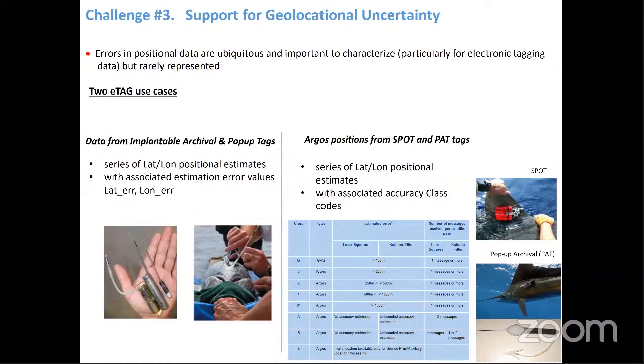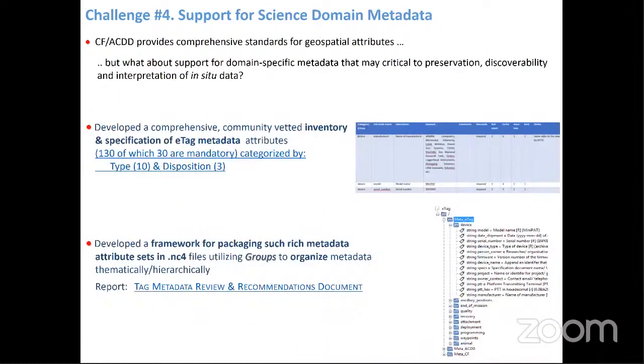The other aspect is, say, for SPOT tags, or once these pop-up archival tags come to the surface and start transmitting positions to Argos satellites, there is uncertainty associated with the Argos position. So a quality code that Argos provides for the precision of the geolocation, or rather the accuracy of the geolocation. So how do we represent this kind of information as well?